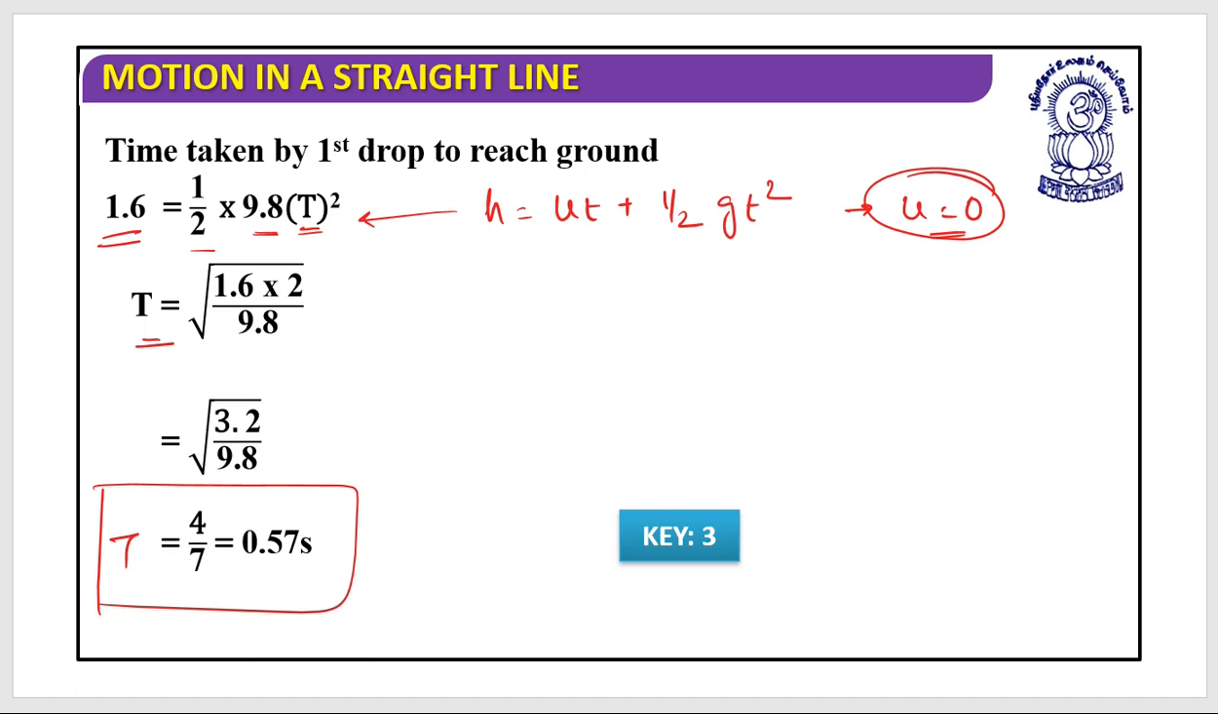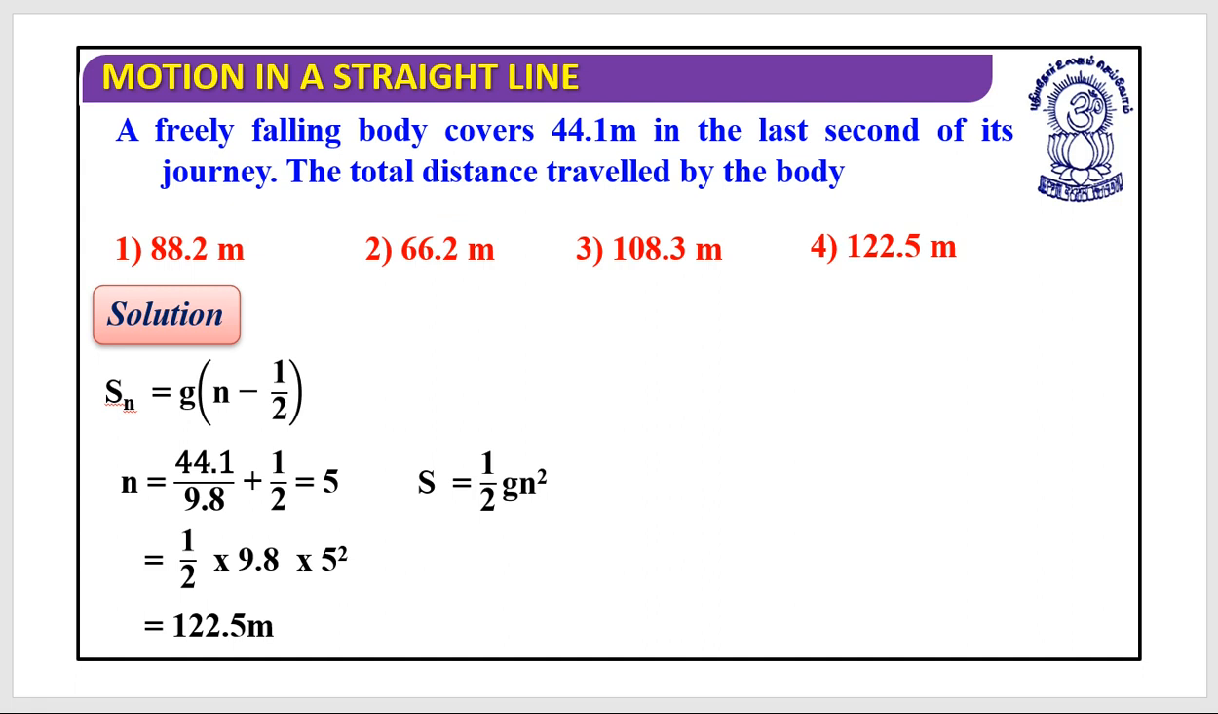Yes? Are you done with this? Great. So, ready to move to the next question? Shall we? Okay, let's go for it. What they have given, look at this: a freely falling body covers 44.1 meter in the last second of its journey, and you are required to find the total distance traveled by the body.